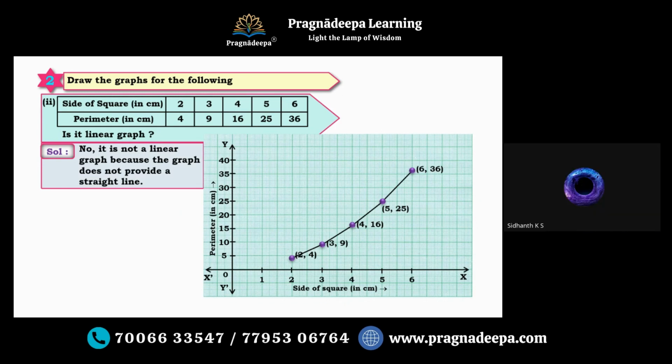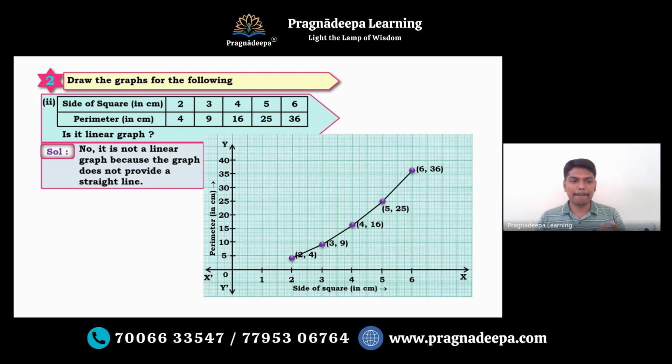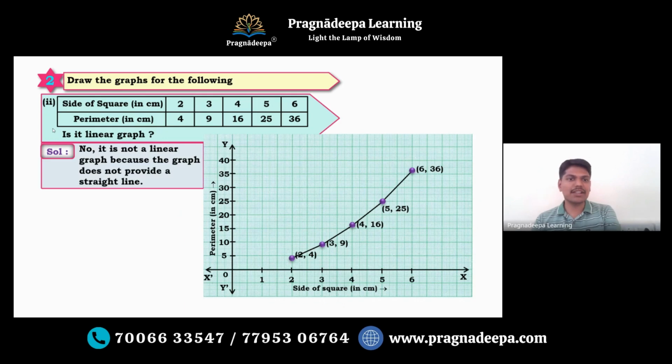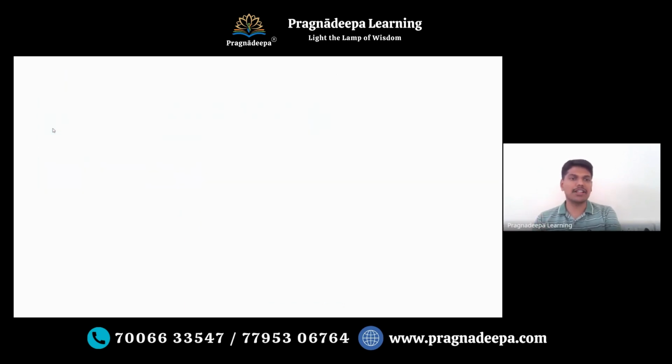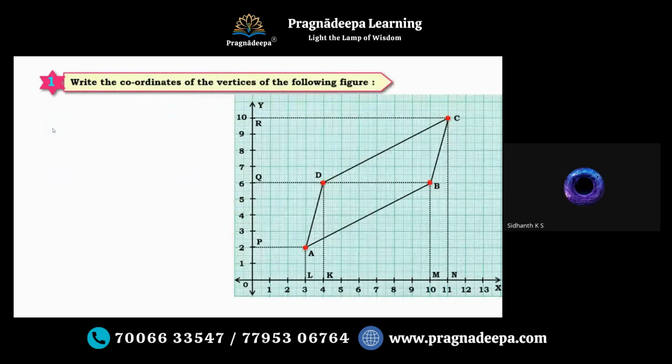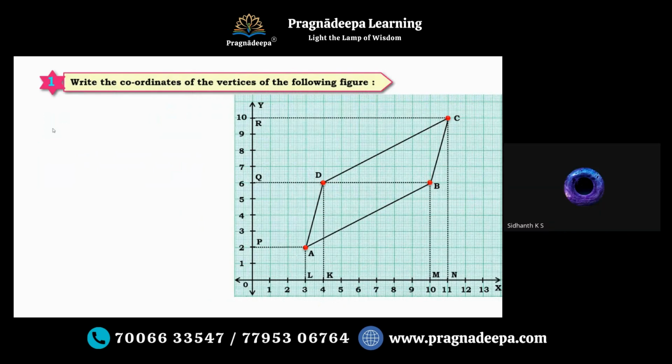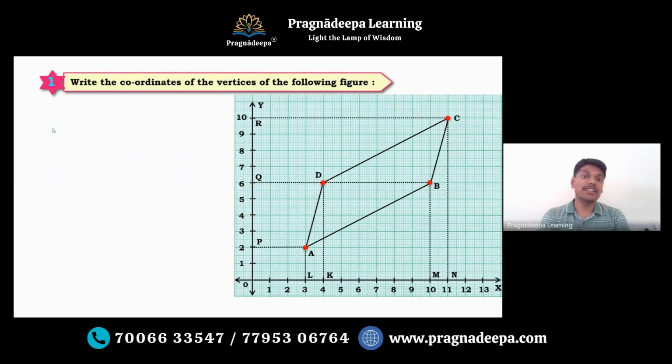Yes, sir. Clear. Am I going fast? Yes, sir, it is understandable. Okay. Now I have some extra problems that you should solve for the next 5-10 minutes. Ready? Yes, sir. Read the question and tell me what you have. Sir, do I only find out A, B, C, D or every other point? Very good observation. Write the coordinates of the vertices in the figure. A, B, C, D are given, but they have also named P, Q, R, L, K, M, N, right? So you have to write everything.